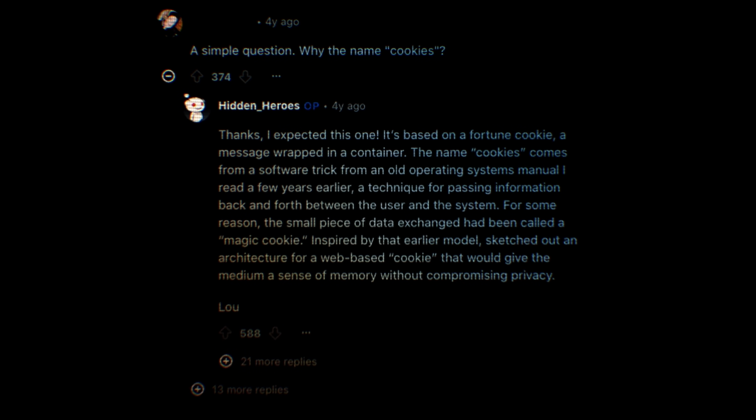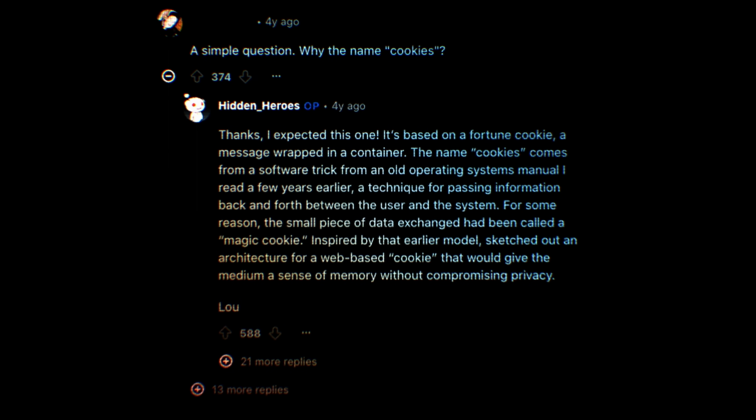Other than the video game, we're left with the fortune cookie theory, which is the theory Douglas McIlroy thought most likely. And it does make sense. A fortune cookie being a little opaque thing that has information inside of it is a pretty good analogy for a technological cookie. In fact, Lou Montulli, in an AMA 3 years ago when he was asked again about the origin of the name cookies, says, "Thanks, I expected this one is based on a fortune cookie, a message wrapped in a container. The name cookies comes from a software trick from an old operating system manual I read a few years earlier, a technique for passing information back and forth between the user and the system. For some reason, the small piece of data exchange had been called a magic cookie."